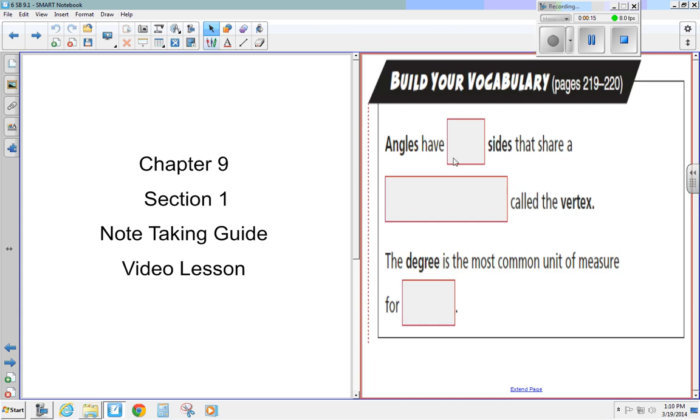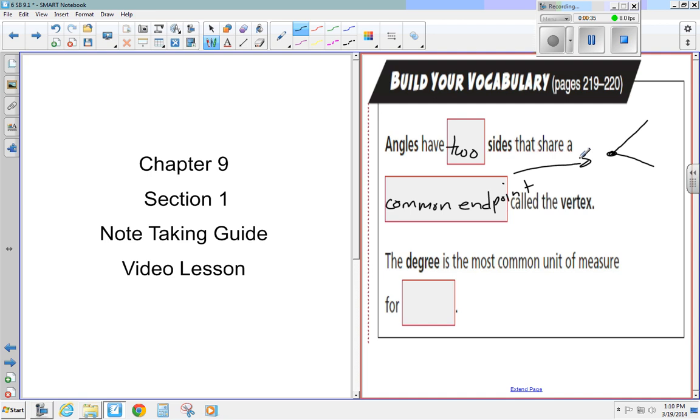Angles have two sides that share a common endpoint. So that means you have two sides and they share this common endpoint. So there's the endpoint, there's side number 1 and side number 2.